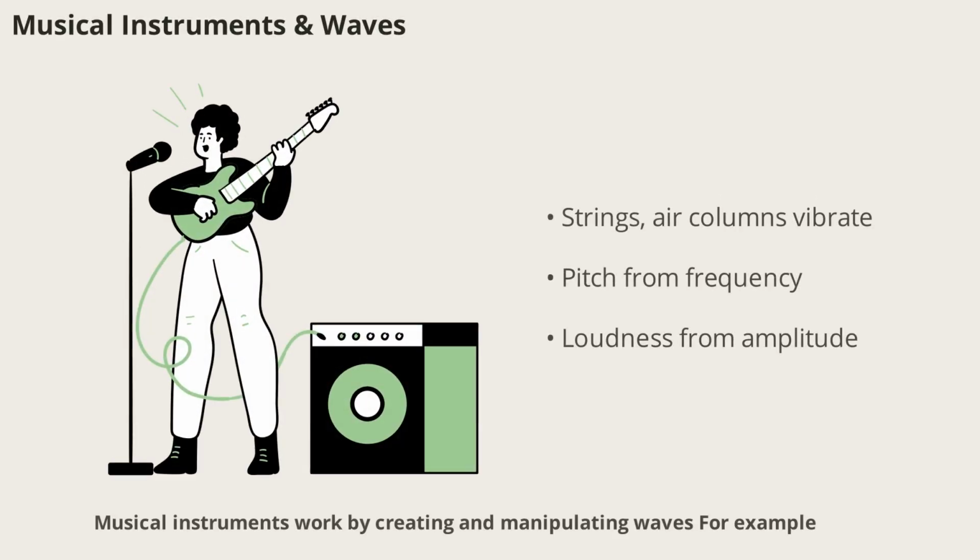Musical instruments work by creating and manipulating waves. For example, a guitar string vibrates to produce sound waves, while a flute uses air columns. The pitch, loudness, and quality of the sound depend on the frequency, amplitude, and shape of the waves produced. Understanding wave principles allows musicians and engineers to design instruments with unique sounds.